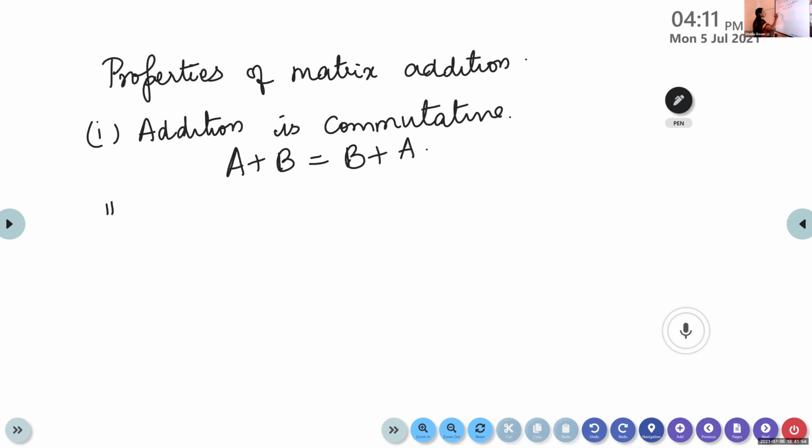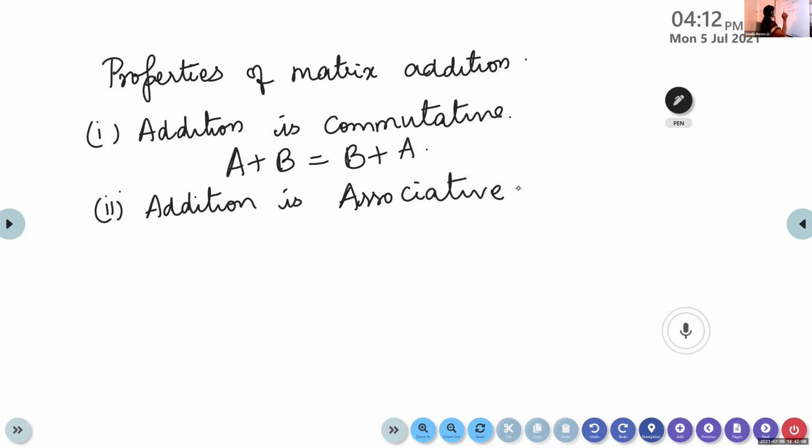Second one, matrix addition is associative. What is meant by associative? When we add three matrices, we can add in this order, A plus B plus C, or A plus B plus C with a different grouping. Both are the same.